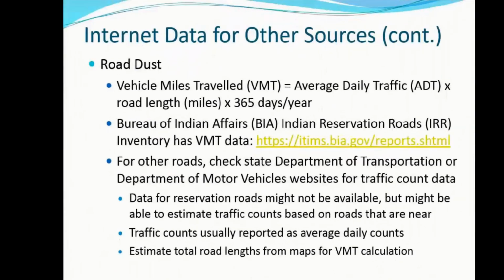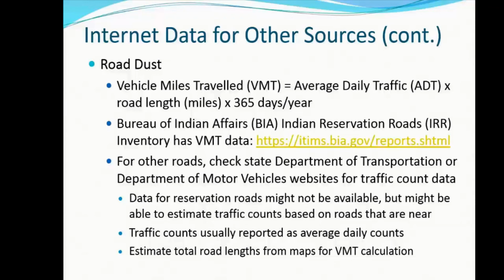Road dust. For road dust, you're going to need a vehicle miles traveled value, or a VMT value. To get that value, you have to multiply the daily traffic by 365 days per year to get to annual, and multiply that by road length. The BIA has some data on VMT on the Indian Reservation Roads program, and there's the link for that.